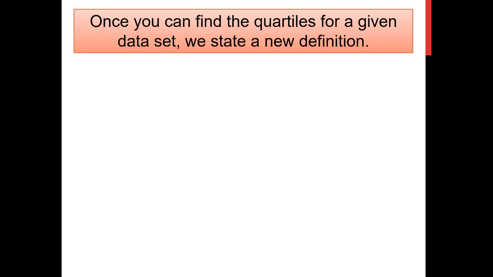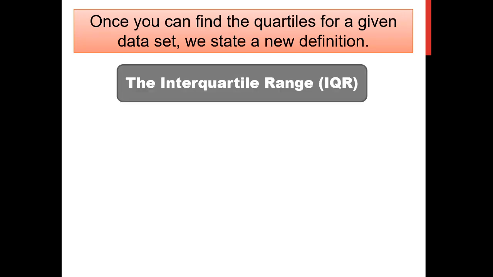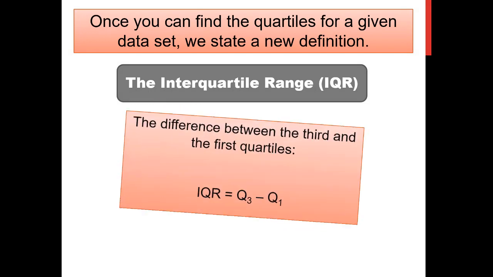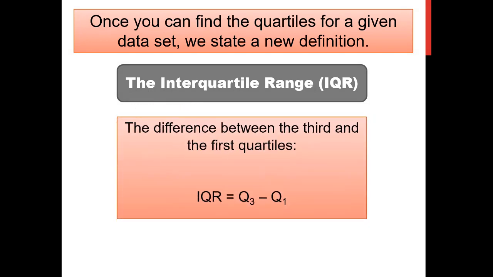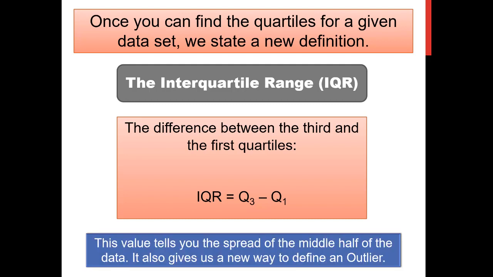So once you can find the quartiles for a given data set, we get a new definition. That definition is the definition of the interquartile range. So the interquartile range is the difference between the third and first quartiles. So it's Q3 minus Q1. Remember in 2.4, when we found the range of the data was the max minus the min. That told us the spread of the data from beginning to end. What this interquartile range does is it finds the spread of the data in the middle, right, between Q1 and Q3. How much space falls in that region.